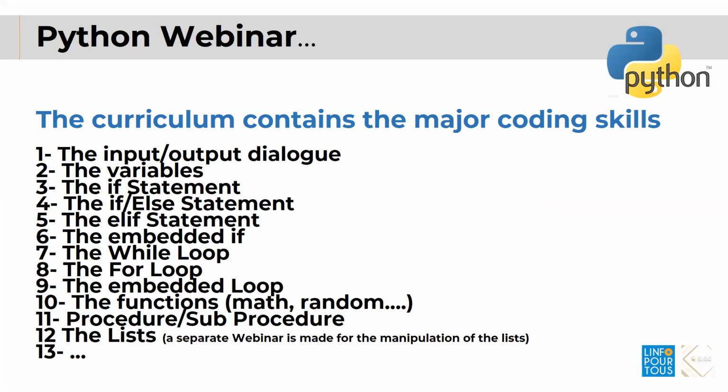Now I will pass to the curriculum, and you will see that it contains the major coding skills. It contains the input output commands or instructions for a dialogue, the variables, how to declare a variable, how to modify the content of a variable, the if statement, the if else statement, the elif statement, the embedded if, the while loop, the for loop, the embedded loop, the functions like math, random, and others, the procedures or the functions and the sub procedures, and of course the list.